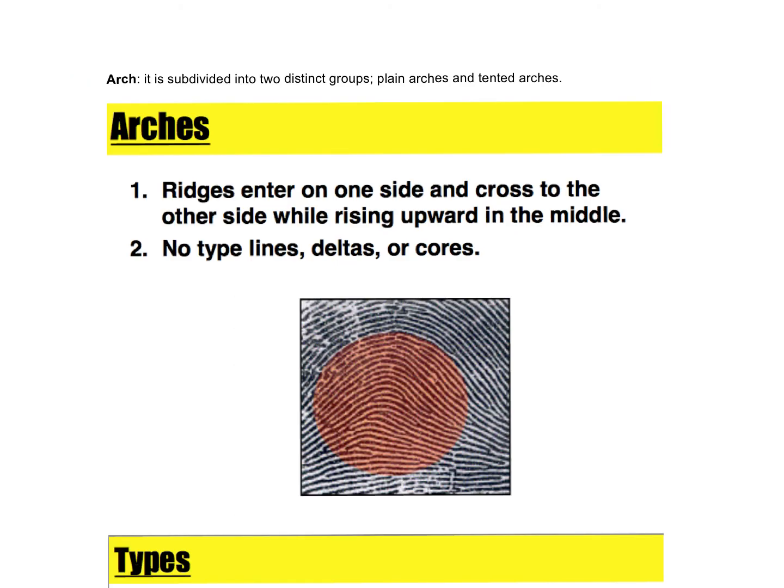Okay, the third type of pattern is arch. Now arch, there are two types, plain arch and tented arch. Now the arch, in general, the ridges enter from one side and leave at the other side. So they will go up and then come down, going out the other side. There will be no type lines, because there's no loop. You won't find deltas, you won't find the core.